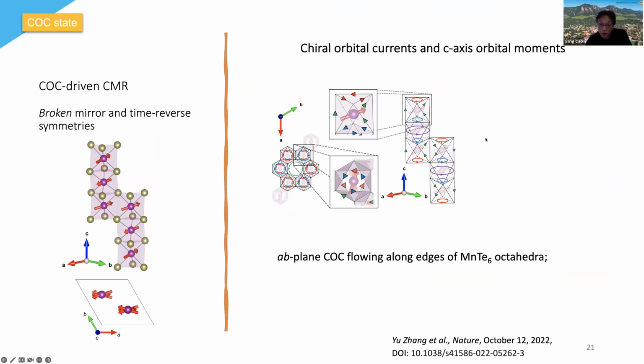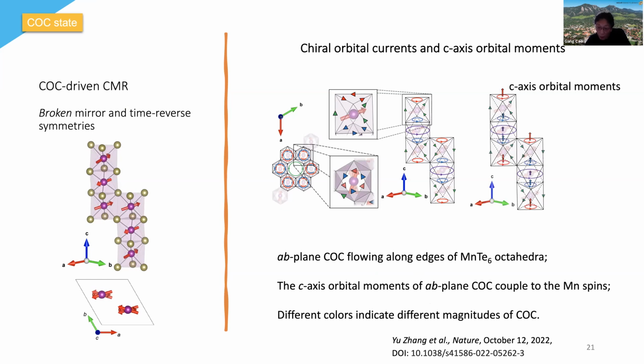The proposal is that loop currents could exist in these materials. The loop currents can be in any direction, but the dominant loop currents should be in the AB plane, which is this. We use different colors to indicate different magnitudes of the loop currents. These loop currents naturally generate C-axis orbital moments. This is an important assumption, and it is also consistent with our later discussions. The loop currents that we consider are mostly in the AB plane, flowing along the edges of the manganese and tellurium octahedra, and therefore generate the orbital moment along the C-axis. This is one of the important proposals in our work.